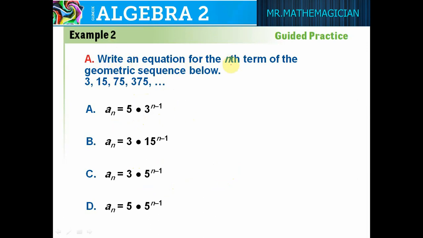Write an equation for the nth term of the geometric sequence below: 3, 15, 75, 375. Try to solve and check whether your answer is A, B, C or D. For this sequence, a1 is equal to 3 and r, it's clear that we are multiplying by 5, so r is 5. So now, what to choose? Very easy. It should be C. an equals 3 times 5 to the n minus 1.